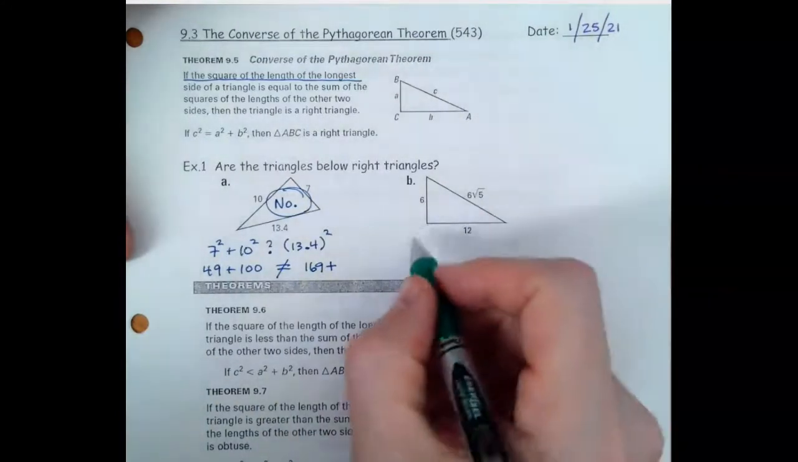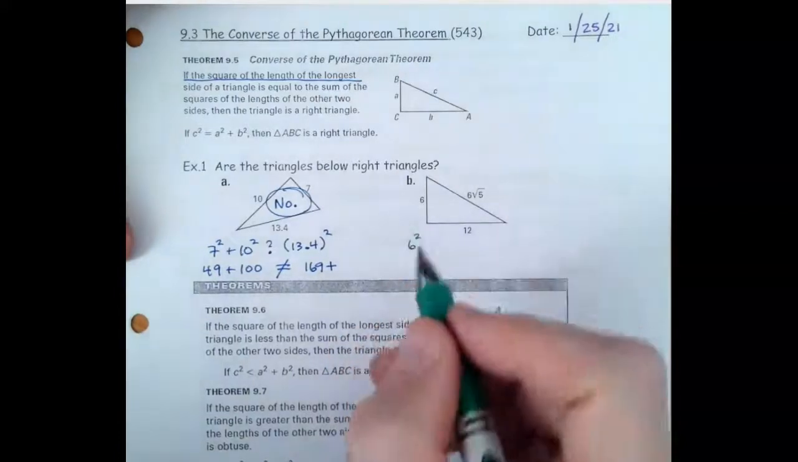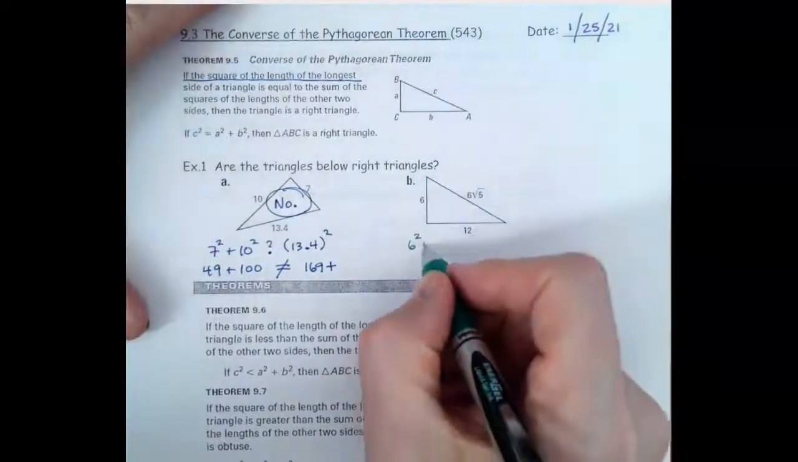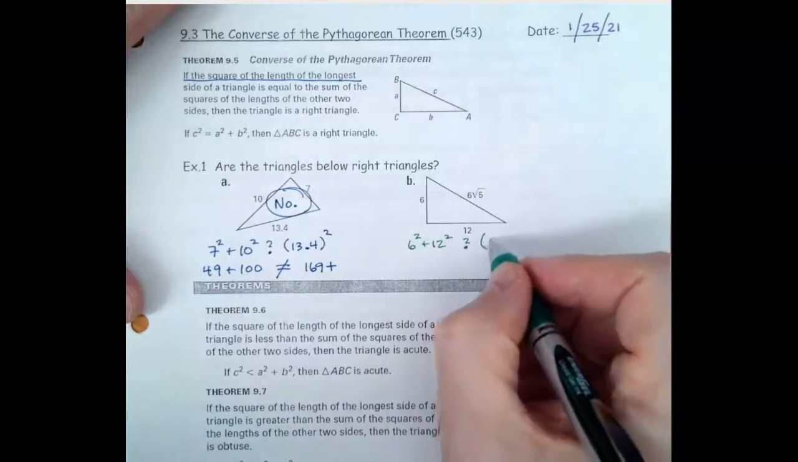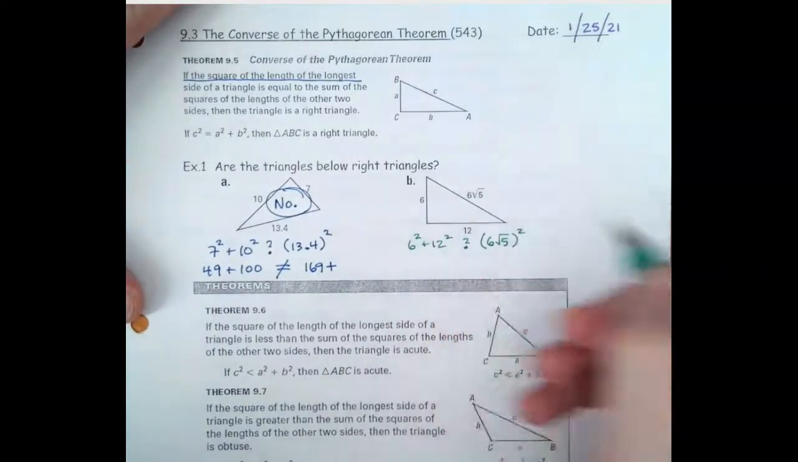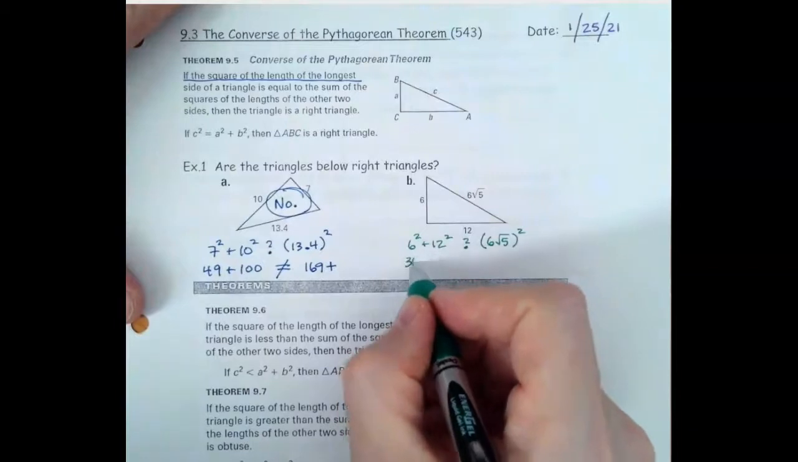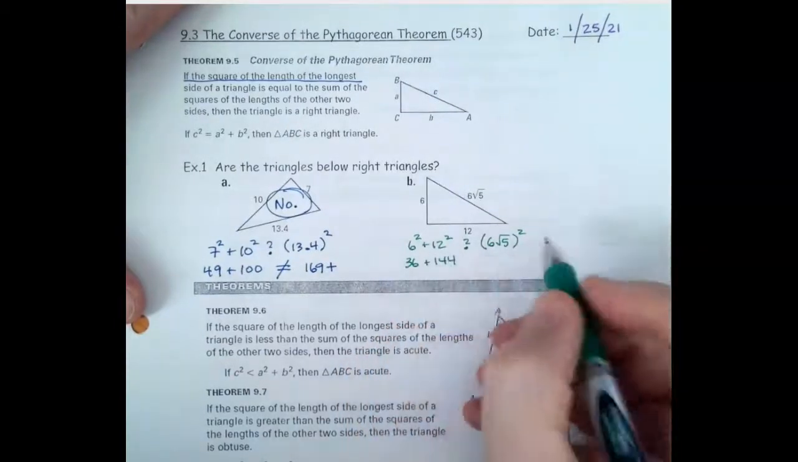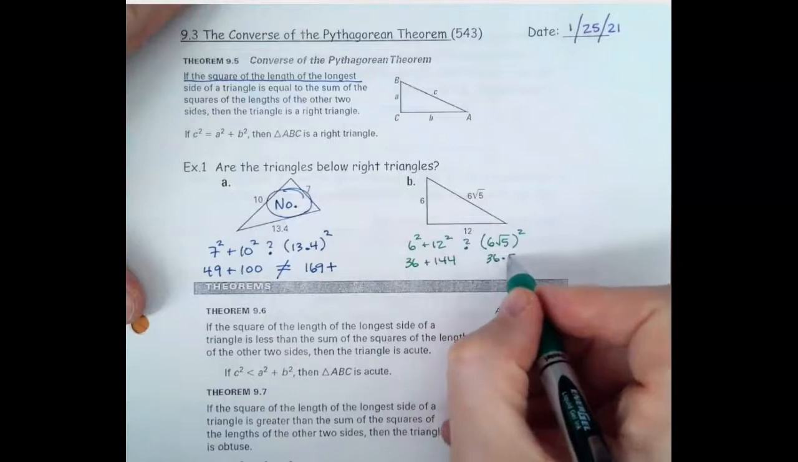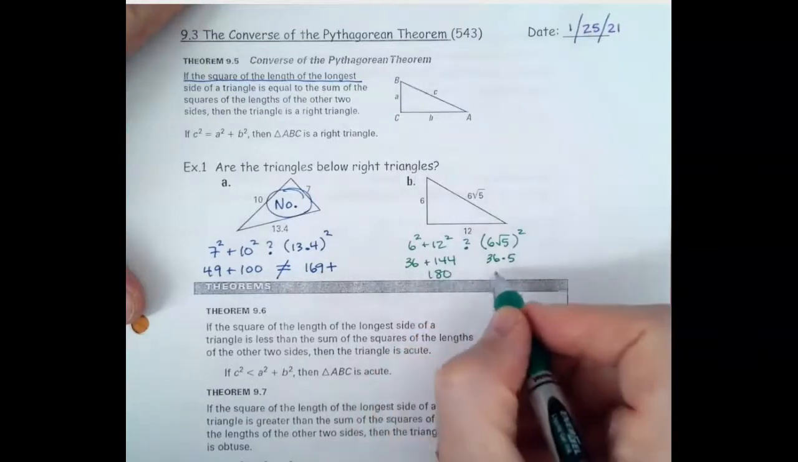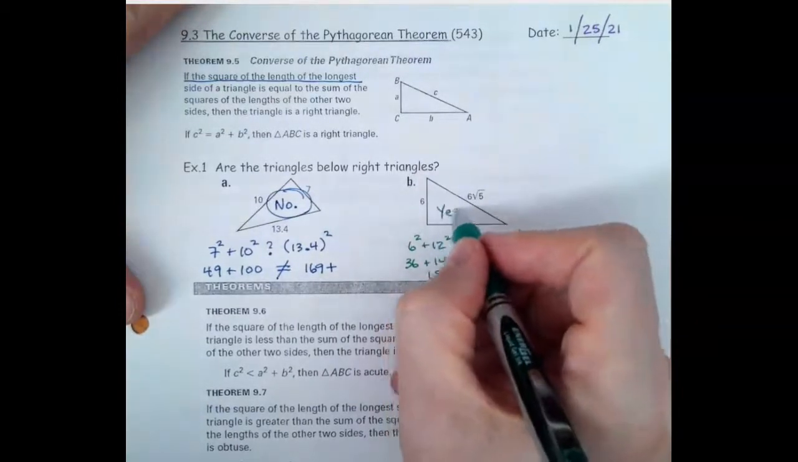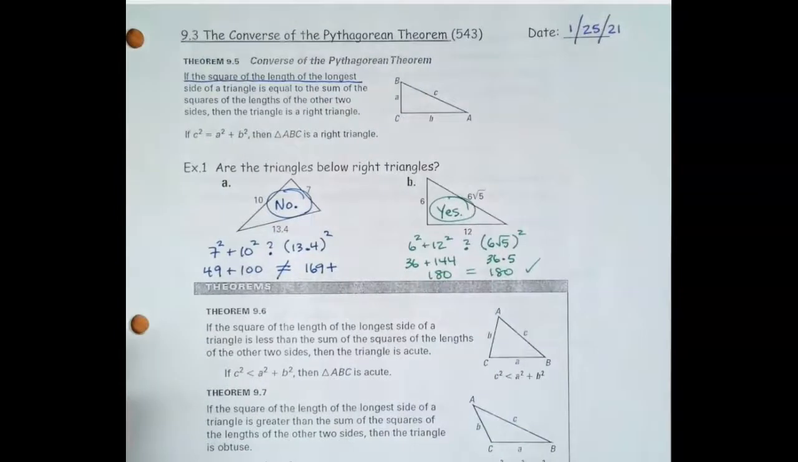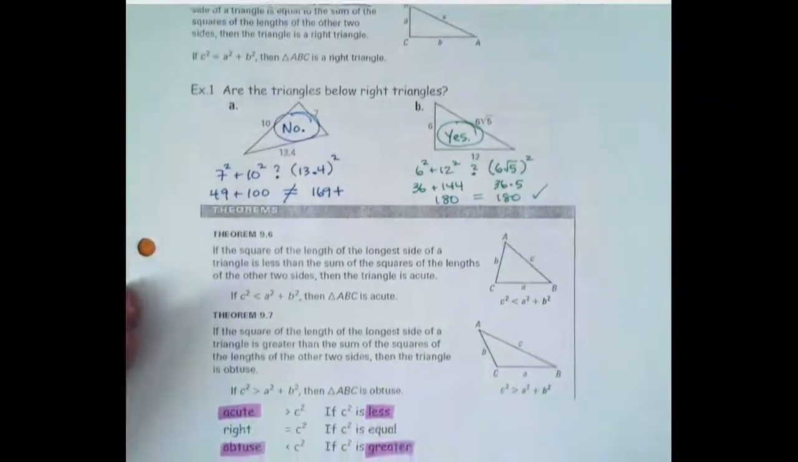Alright, so over here we're going to do the same thing. So 6 squared plus 12 squared compared to, hey, 6 root 5. We saw that twice already in the other section. So this is going to be 36 and 144. This is going to be 36 times 5. That's 180. This is 180. Those are equal to each other. So yes, that's a right triangle. So pretty easy, very similar to what we were just doing.